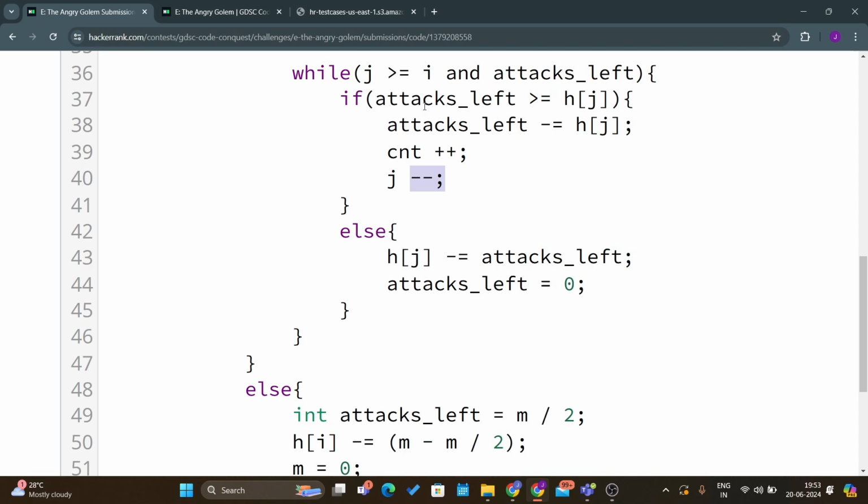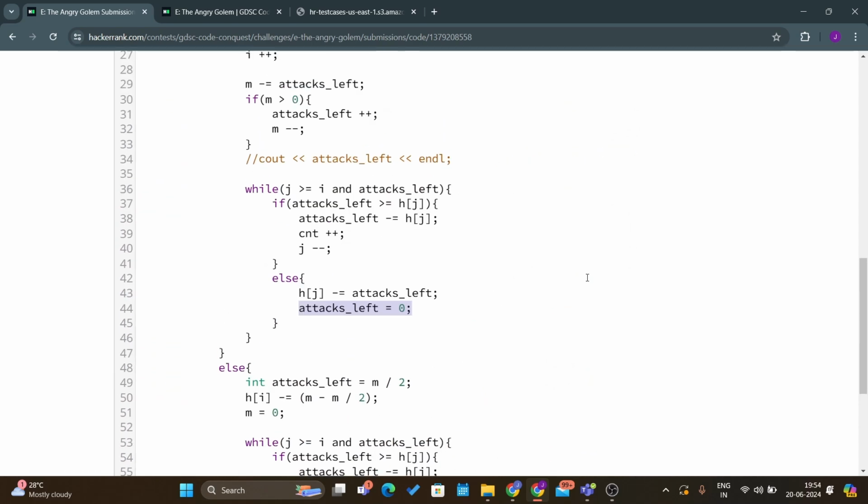Else, in the else condition, if attacks left is not greater than or equal to h of j, what we are going to do is just subtract attacks left from h of j. Since attacks left is not greater than or equal to h of j, after subtracting, h of j will still be greater than 0. So we don't increment j in this case and we don't increment count, because h of j has not yet become equal to 0. So it has not crumbled or collapsed. And since we have used the entirety of attacks left, we will put attacks left as 0.